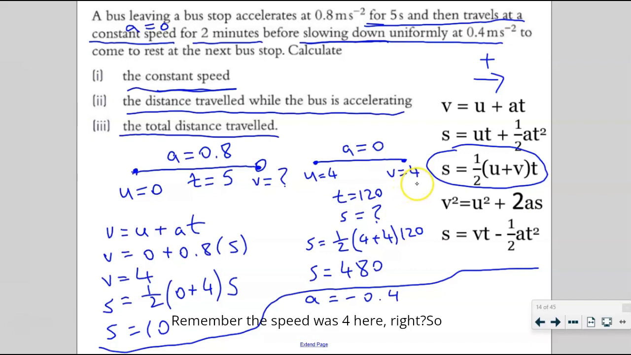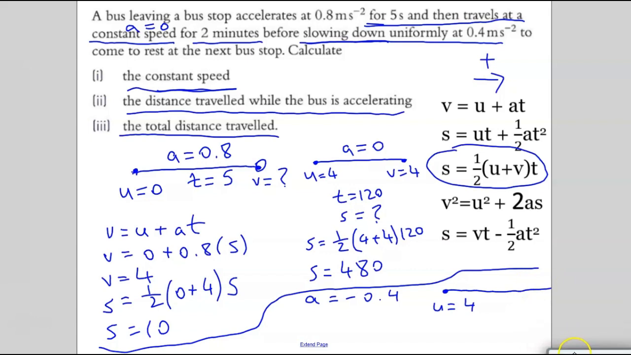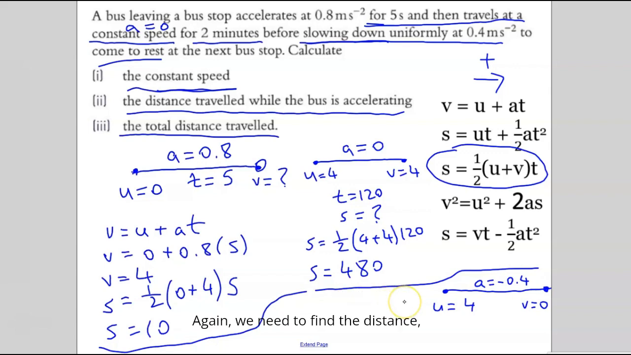Now the speed, remember the speed was 4 here, right? So it starts at 4 and then it slows down to rest. Okay, so you can see it comes to a rest. Now when it comes to a rest, that means it stops. So the final speed would be 0. a is minus 0.4, which we already have done. Again, we need to find the distance, which is s.